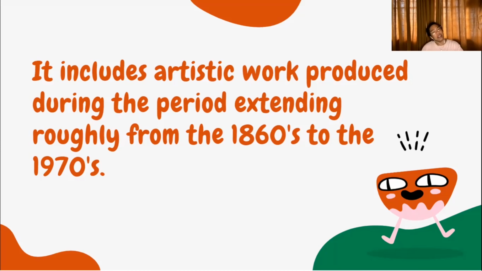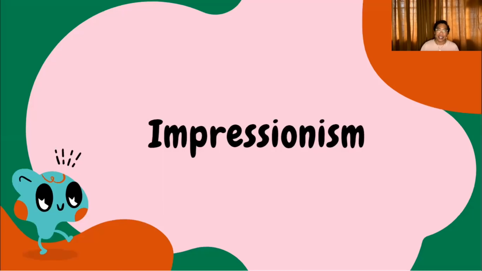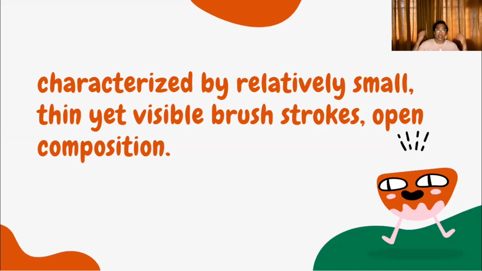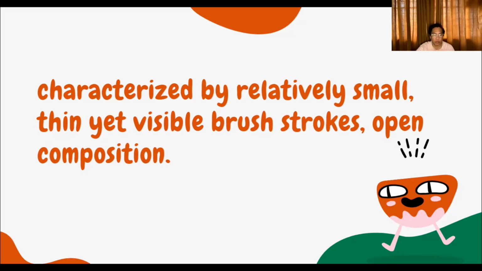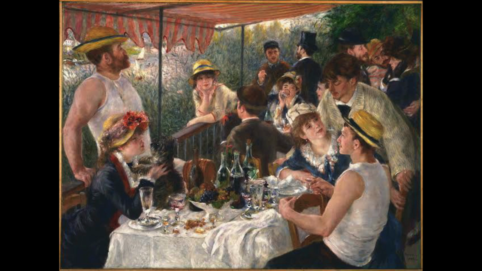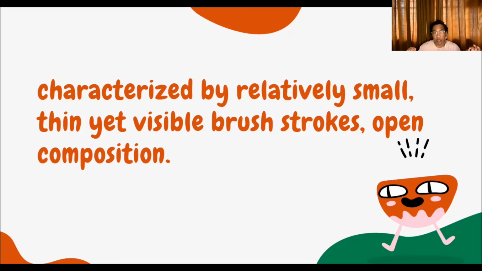Now, as I've said earlier, under modern art, there are various art movements that we're going to discuss for today. And let's start with the first one, and it is Impressionism. So it is characterized by relatively small, thin yet visible brushstrokes, open composition. So Impressionism is an art movement developed by a group of artists in the late 1800s. Now, who are these artists? They are called Impressionist artists because they are under the art movement called Impressionism.